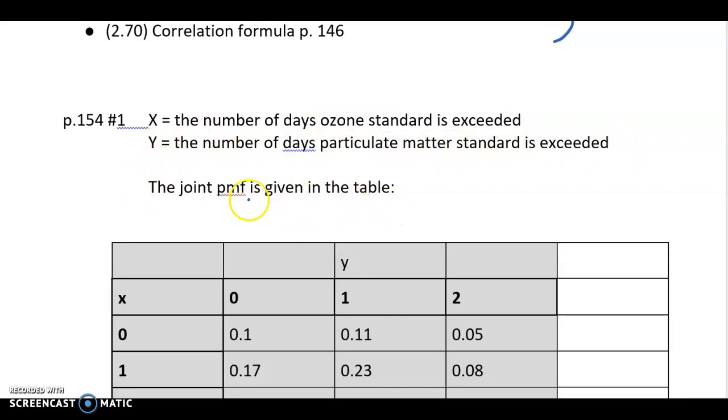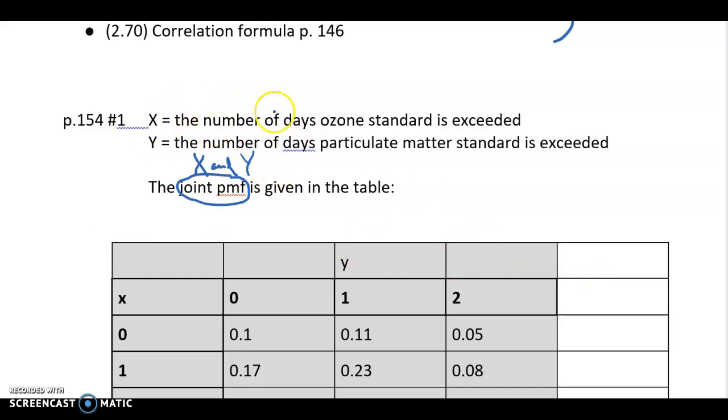the joint PMF. So now a joint PMF would be joint probability mass function. Joint meaning there's two things, x and y. I don't know why I'm using the mouse to write. I have a stylus. Okay. X and y is given in the table.